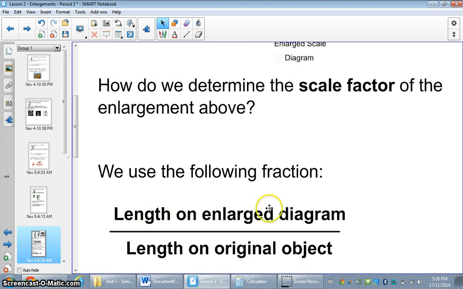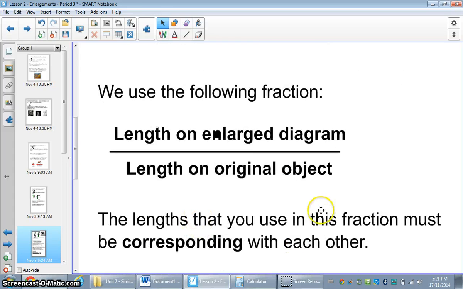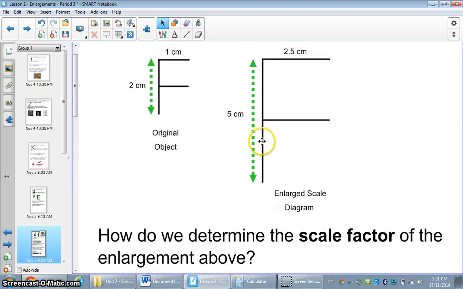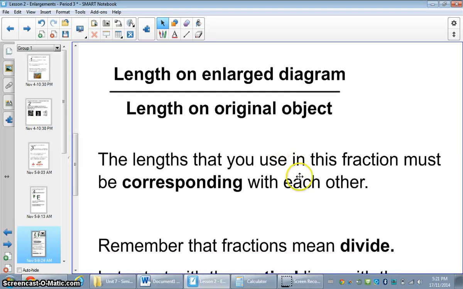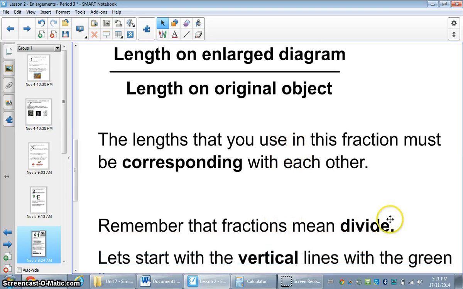You take a length on the enlarged diagram, that's on top, and then a length on the original object on the bottom. The lengths that you use in this fraction must be corresponding with each other. So you couldn't use 5 from here and 1 from here. It has to be the same side of the F in order to compare them. Remember that fractions mean divide, so we'll be dividing this fraction to get a number.